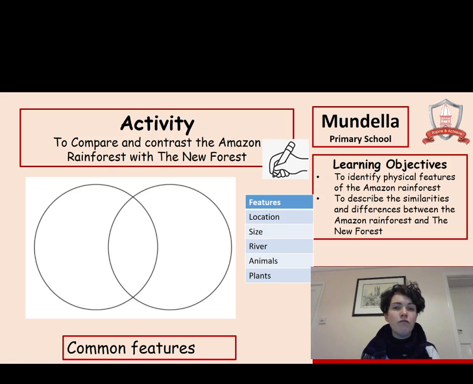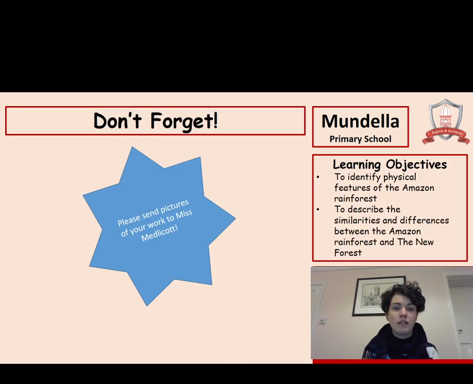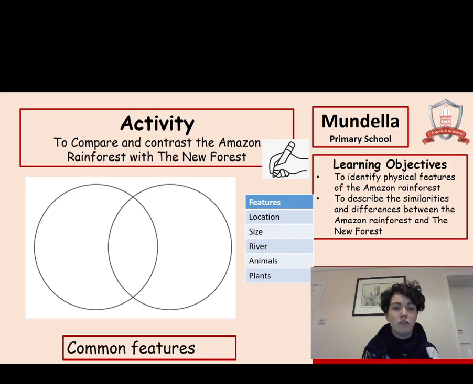So use that information about the Amazon that we've covered in previous topic lessons, also in our reading sessions when we're looking at the Explorer. That's based in the Amazon rainforest. So try to think of all of the information that you know and you've learnt about the New Forest and put that into this Venn diagram. Pause the video now to do your activity.